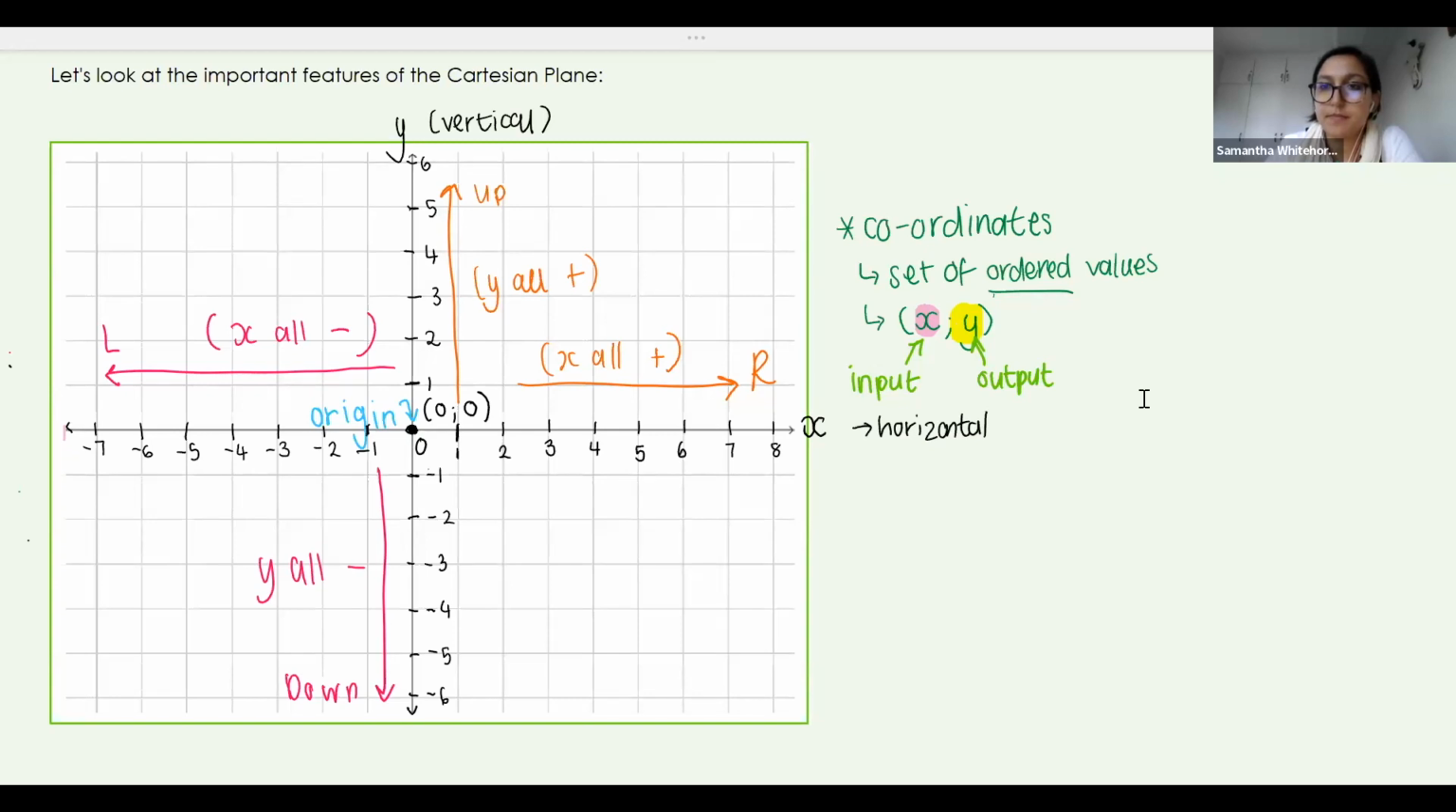Ma'am, I would like to ask if all the numbers that are positive are going up. On the y-axis, yes. Oh, thank you, ma'am. Okay, good.